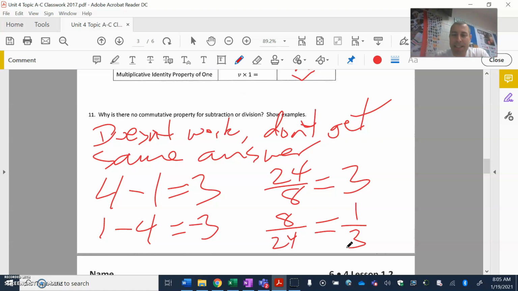So again, think about it as candy if you want. I got 24 pieces of candy to share with 8 people. Hey, we're all going to get more than 1 piece of candy. But if I only have 8 pieces of candy and I got to share it with 24 people, we're not even going to get 1 piece each. So that's what we're doing there.